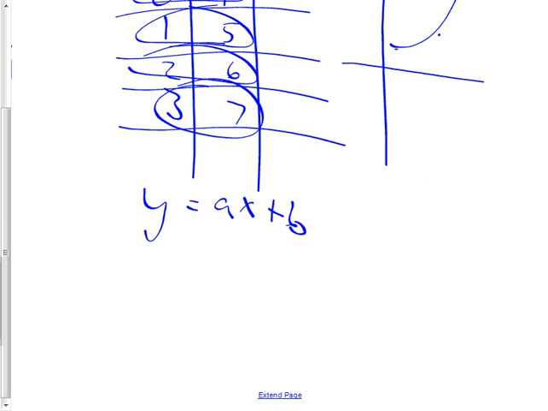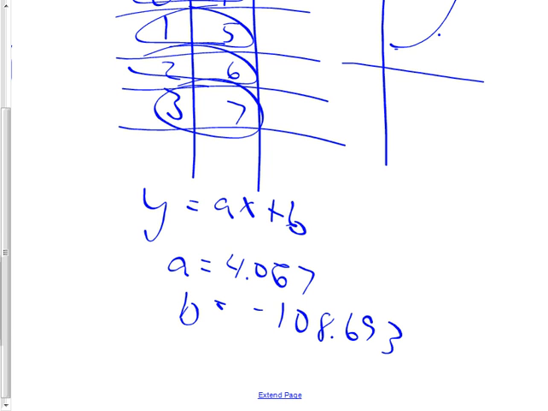It's just telling you what form it's giving the equation in, where a equals 4.067, and then b was like negative 108.693 or whatever. And that was giving you an equation like this. That's linear, right? It's like y equals mx plus b form. This is the slope, that's the y-intercept.